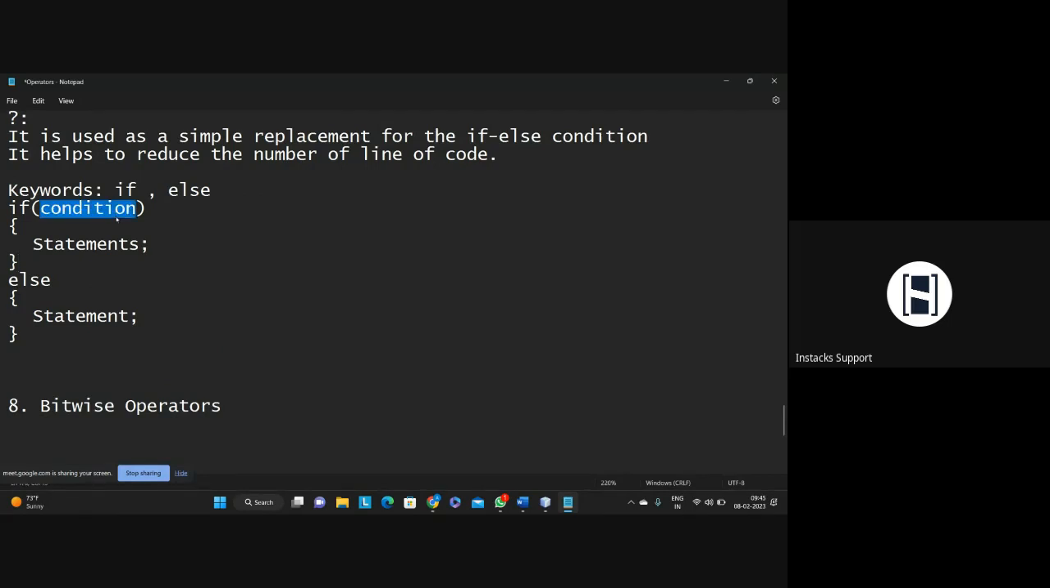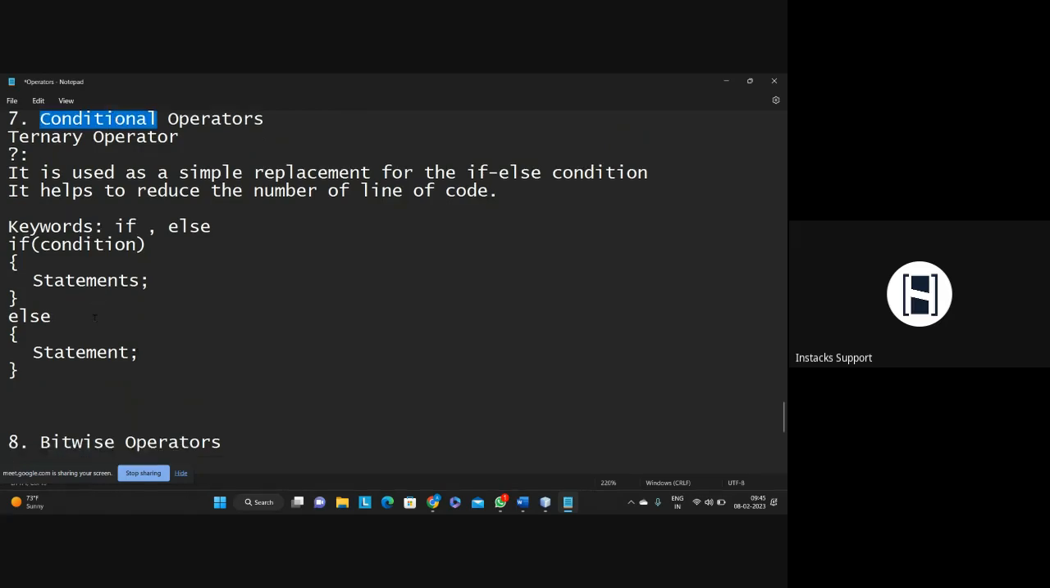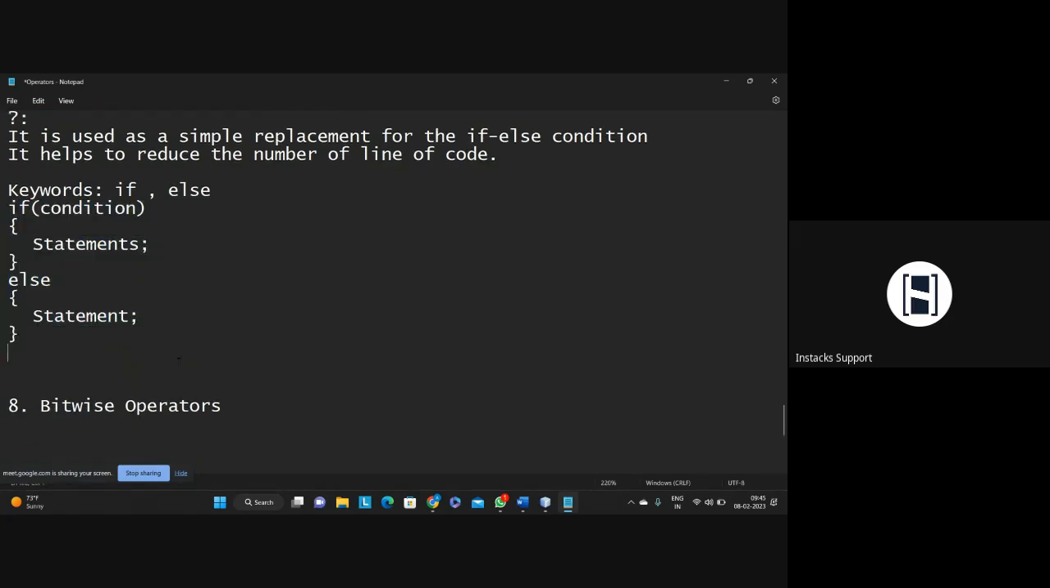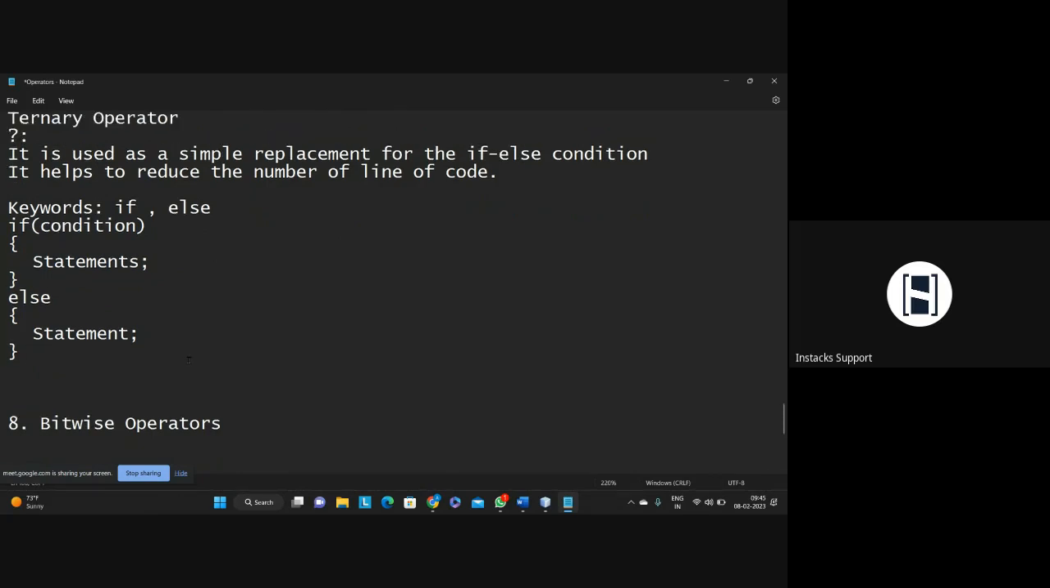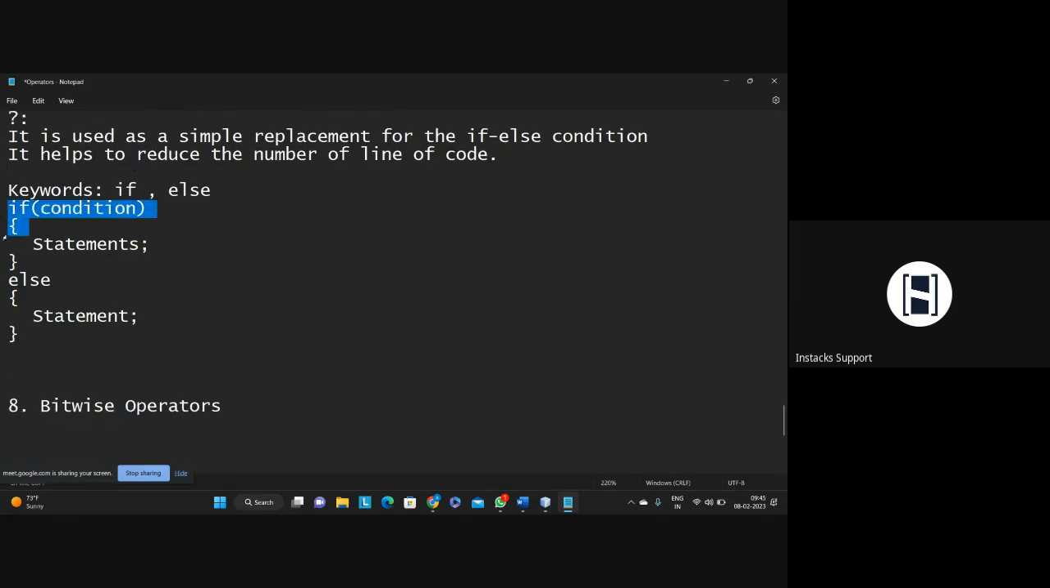So specify a condition. If it is true, what needs to be done? When the condition is true, it will not go inside the else at all. Please understand, only if the condition is false, it will go inside the else. This is what we call a simple if else block. Now I'm saying my conditional operator is going to act as a replacement for this. Whatever simple logics we have, we can write using the conditional operator instead of the if else.